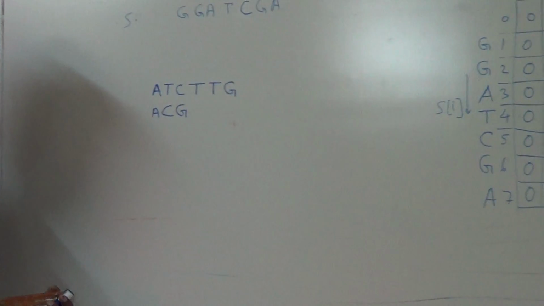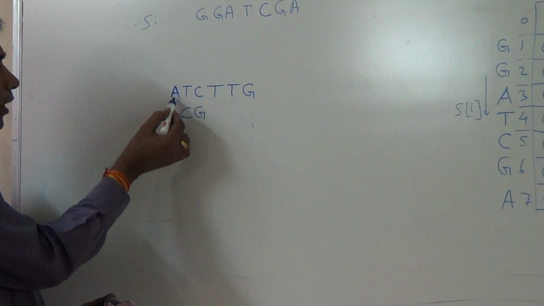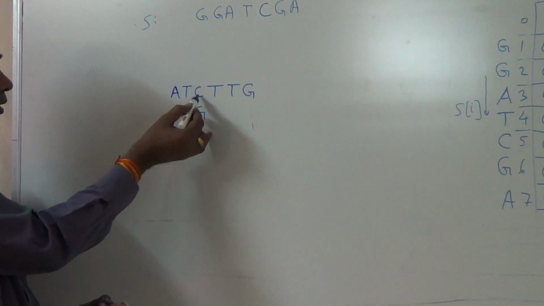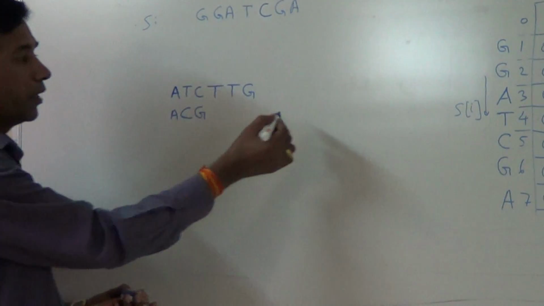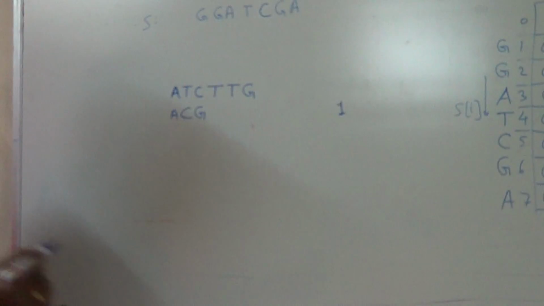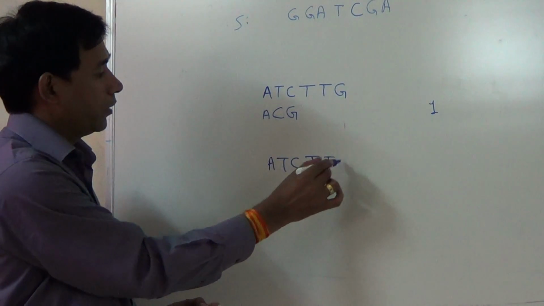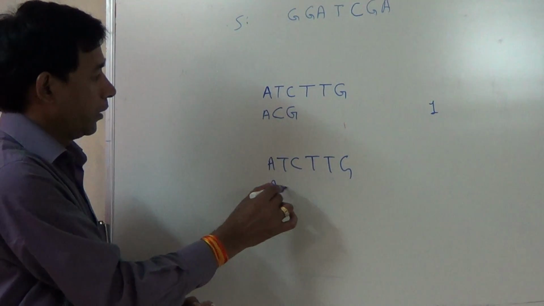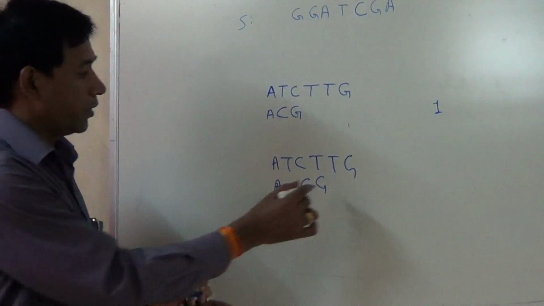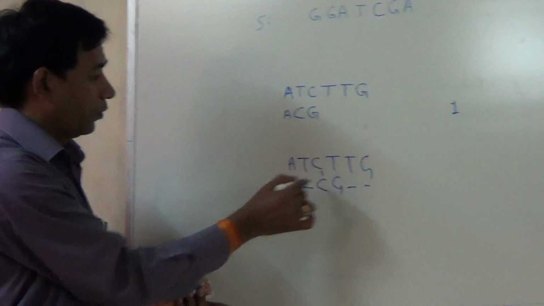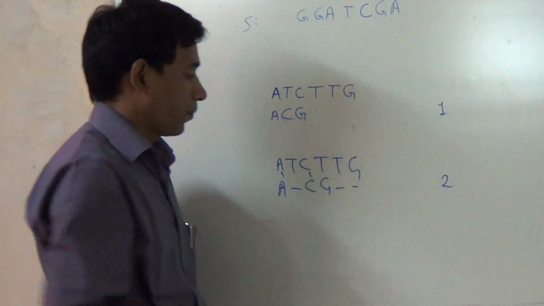When we align these two sequences, this is one possible way to align A with A, and this is not matching, and this is also not matching. If we give the score for a match as 1, then the score for this alignment is 1. We can have other alignments like A, T, C, T, T, G, and A, gap, C, and G. In this way, we see that we have two matches, 1 and 2, so the score for this is 2.